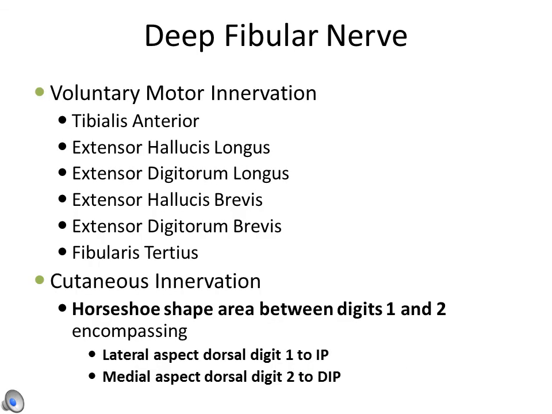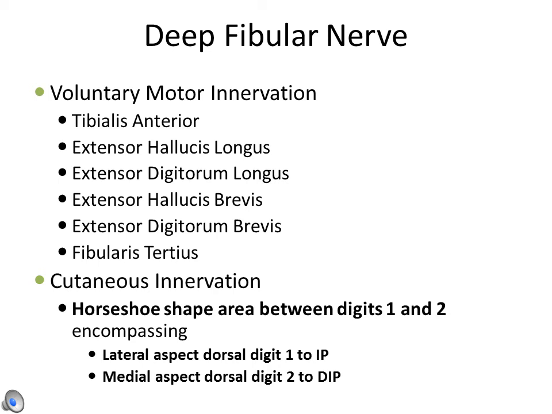The deep fibular nerve is a branch of the common fibular nerve. It has both voluntary motor and cutaneous innervation. The deep fibular nerve innervates the muscles of tibialis anterior, extensor hallucis longus, extensor digitorum longus, extensor hallucis brevis, extensor digitorum brevis, and fibularis tertius.